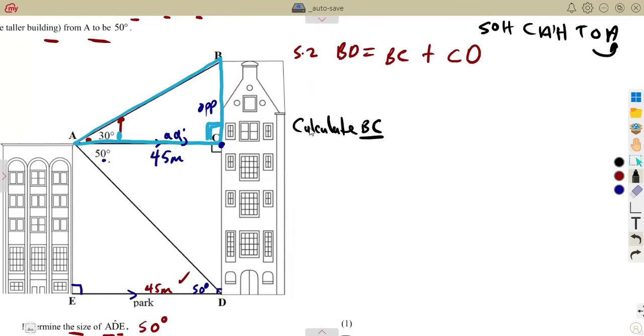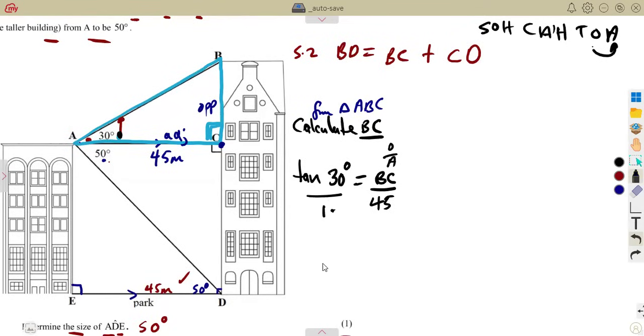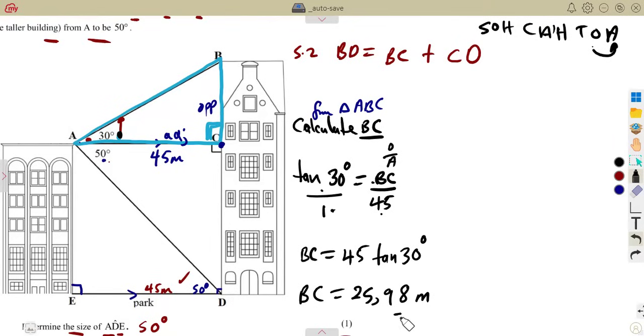All right, so let's calculate BC. From the ratio of a tan, using our trigonometrical ratios, the tan of theta, the angle, is equal to the opposite over the adjacent. What is our opposite? That's the BC to be calculated over the adjacent, which is 45. So you can calculate BC from triangle ABC. Okay, let's finish up this one. Cross multiply the same as over 1. So 1 times BC, that's BC is 45 times tan 30 degrees, which is 25.98 meters. So we have got the length of BC.